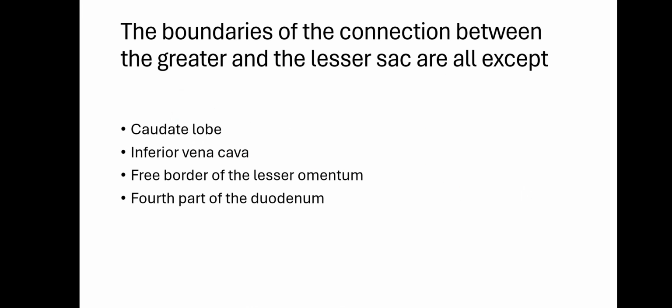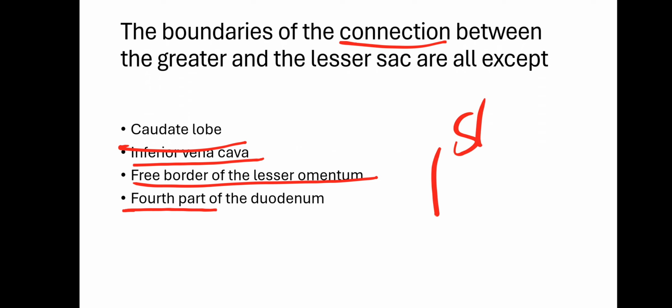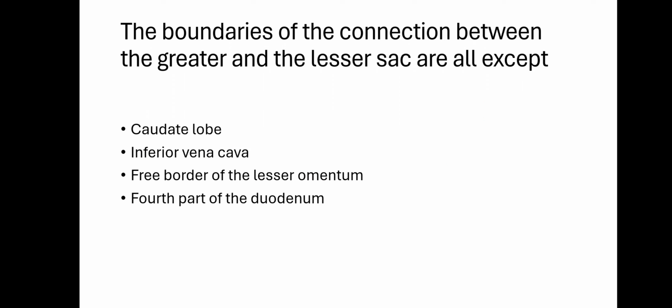So a question: the boundaries of the connection between the greater and the lesser sac, that is your epiploic foramen, are all except... The caudate lobe forms a superior boundary, inferior vena cava forms a posterior boundary, free border of the lesser omentum with the porta hepatis forms the anterior boundary. It is the first part of the duodenum that forms the inferior boundary and not the fourth part of the duodenum. So this is the answer.